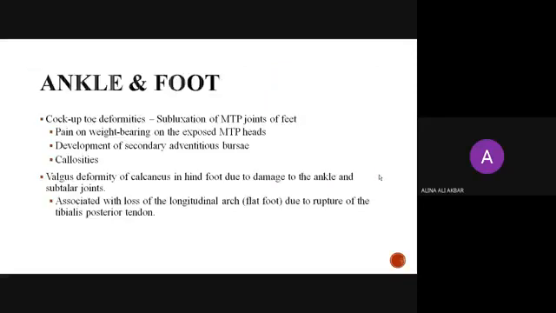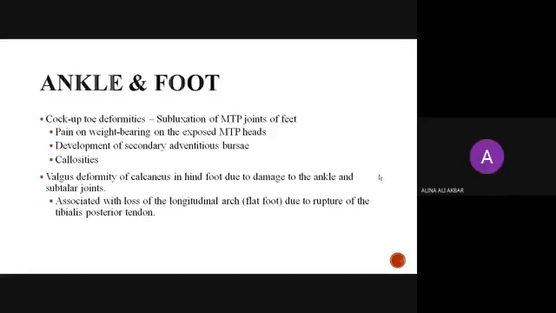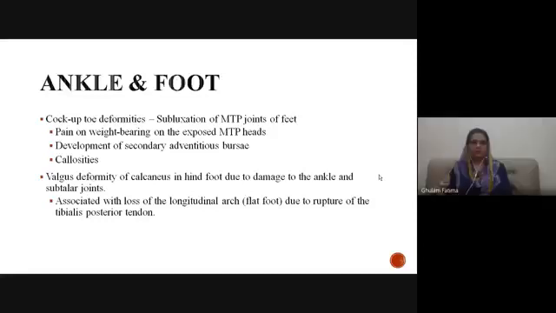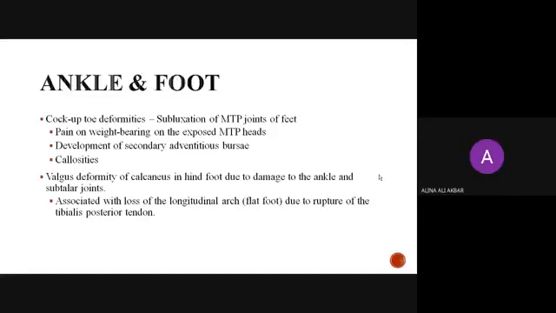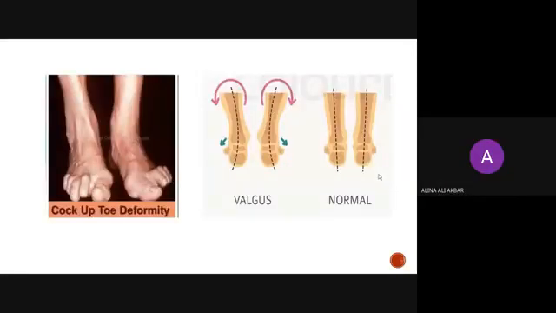Ankle and foot: cock-up toe deformities, subluxation of metatarsophalangeal joints of the feet. Pain on weight bearing on the exposed metatarsal heads. Development of secondary adventitious bursa, calcified. Valgus deformities or calcaneus in the hindfoot due to damage to the ankle and subtalar joints, associated with loss of longitudinal arch, flat foot, due to rupture of tibialis posterior tendon. Cock-up toe deformities are in these pictures.